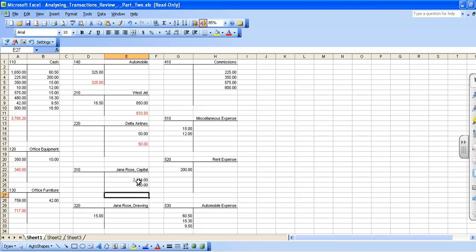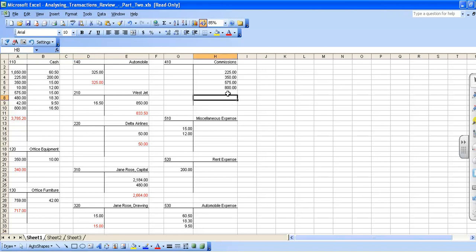When we get to our capital account and we have two things on the same side, we're going to add those numbers. So equals sum E24 to E25. Notice we have nothing on the left-hand side, so we don't have anything to subtract. Our next account, Jane Rose Drawing, only has numbers on the right-hand side, so that's where the balance is going to appear. So equals D31.